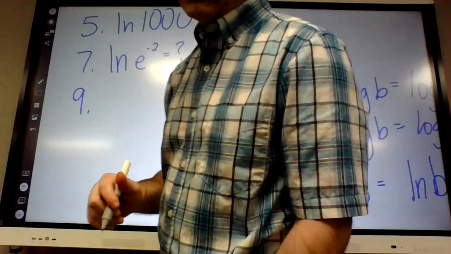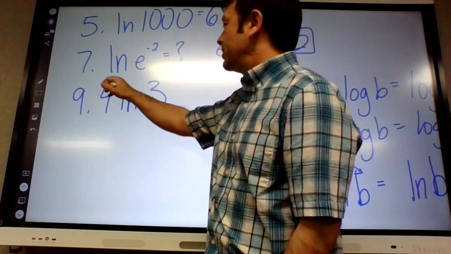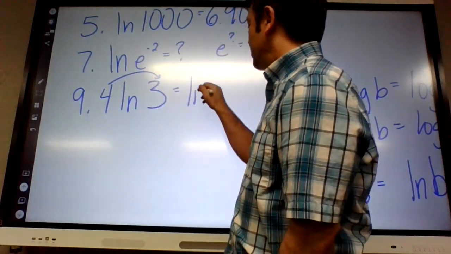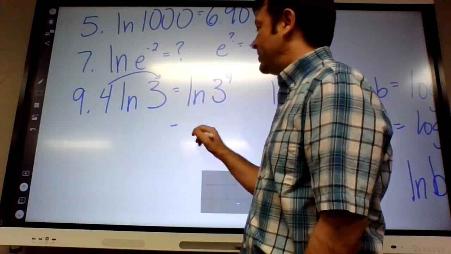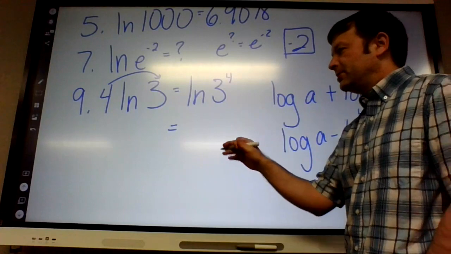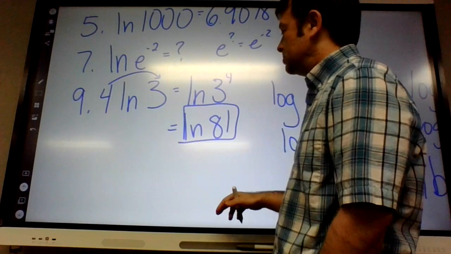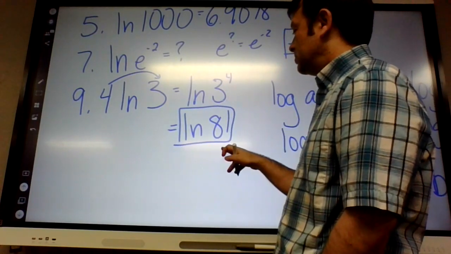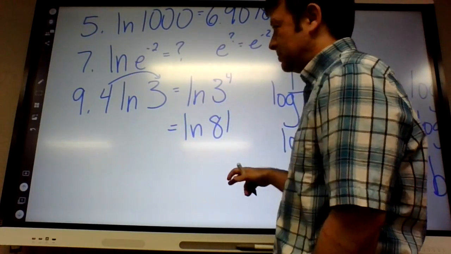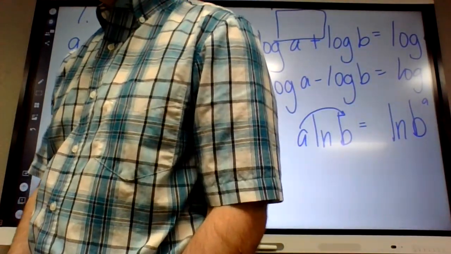Alright, number 9. Back to it. So guess what they want us to do on number 9? The 4 goes up. So natural log of 3 to the 4th. Can we simplify that? Yeah. 3 to the 4th is 3 times 3 times 3 times 3. 3 times 3 is 9. 3 times 3 is 9. 9 times 9 is 81. Anyway, natural log of 81. That's confusing. Number 11.